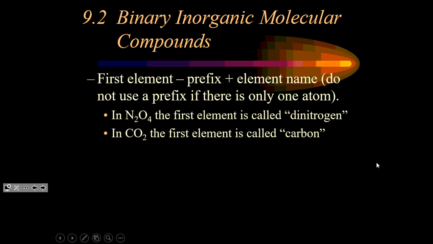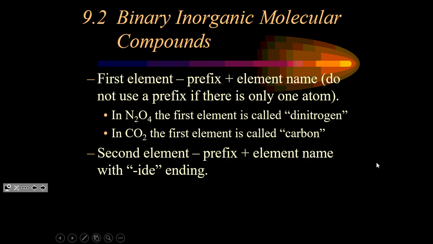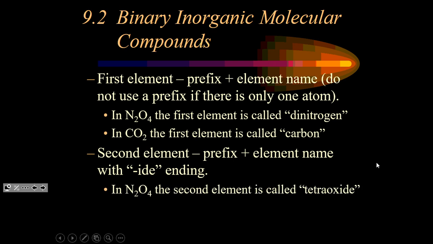But on the second element, you always use the prefix. And then we change the ending in a way that we did before. Remember the nonmetals as ions? We changed them to "ide," so oxygen became oxide and chlorine became chloride. Well, we do the same exact thing with our second nonmetal in the binary compound. So we use a prefix to describe how many, and we change its ending to "ide." So carbon dioxide, you've heard that before, you know that one. So in the case of N2O4, that second element, the four O's, that would be tetraoxide.